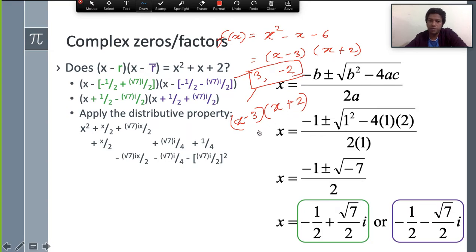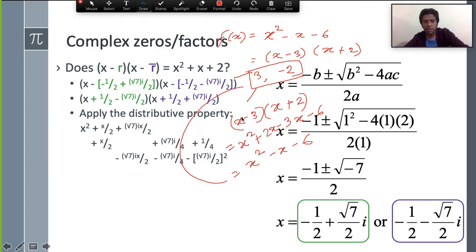Once you get the factor form, since I have the factors, now I can multiply them. x into x gives x squared. Then x into 2 gives plus 2x. Then minus 3 into x gives minus 3x. Then minus 3 into 2 gives minus 6. Then you have x squared minus x minus 6. And see, this is actually the question.